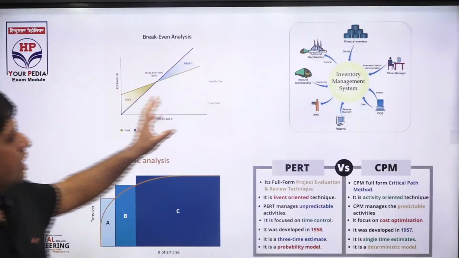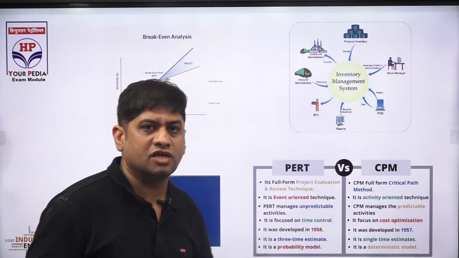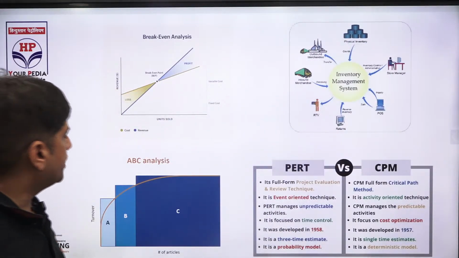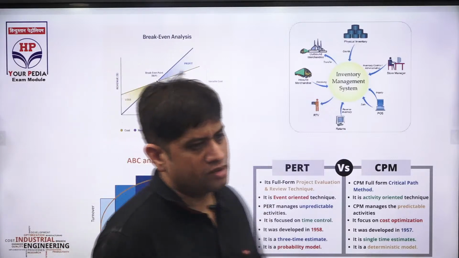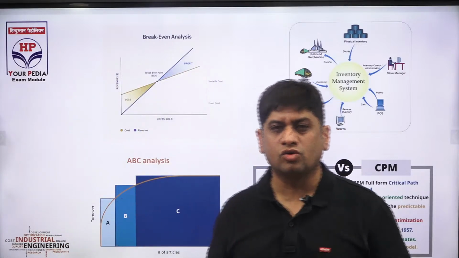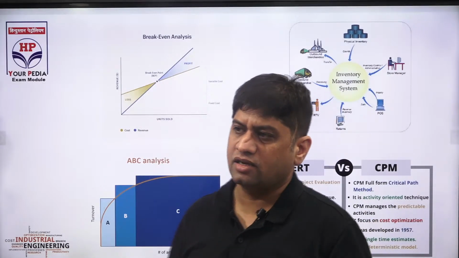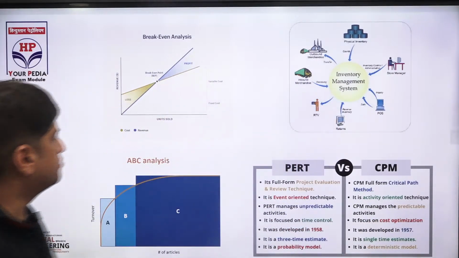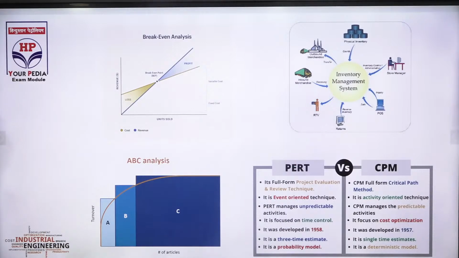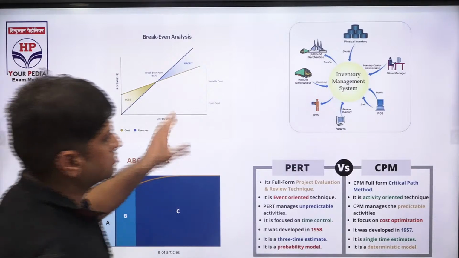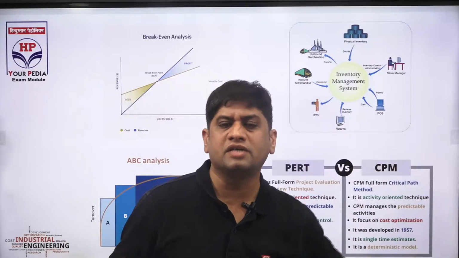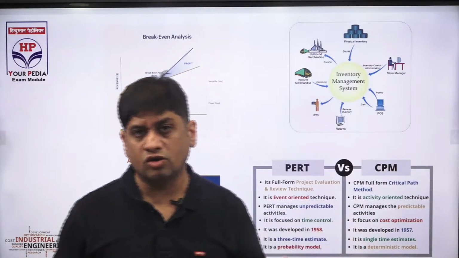In today's class, I'll be going through some of the topics related to inventory management systems, PERT and CPM, and production planning and control. I'll be talking a little bit about Six Sigma, the Kanban system, and then break-even analysis, ABC analysis, and Pareto analysis. These are some of the topics we'll be touching today, and we will be discussing all of them.